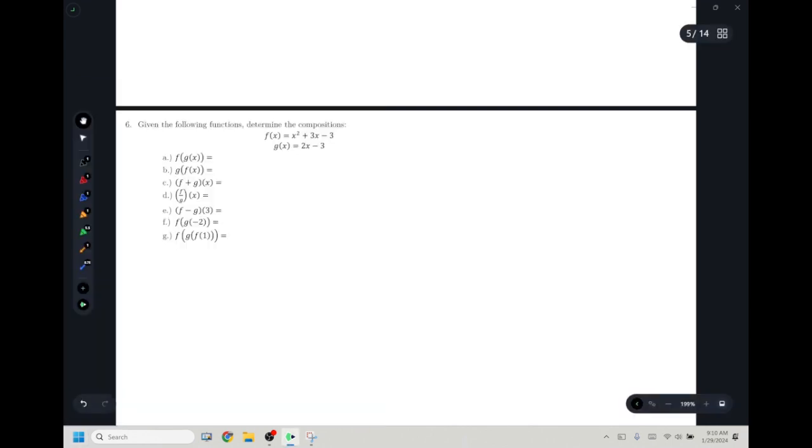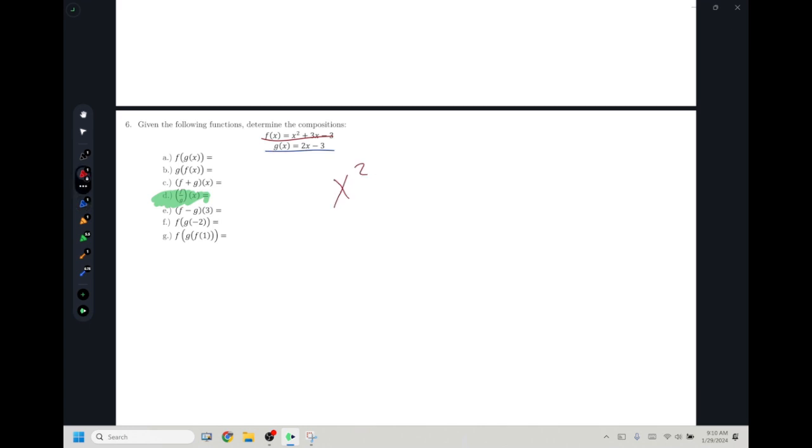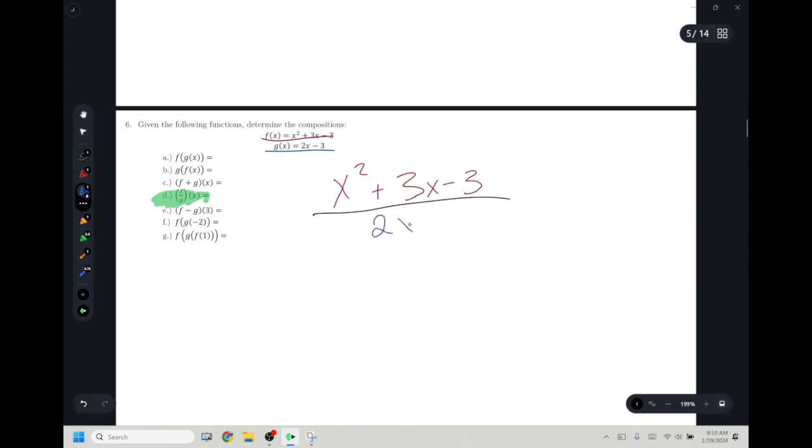Okay, we've got ourselves, you said probably D to start. So I'm going to go ahead and do red, blue. So we got x squared plus 3x minus 3 divided by blue. Does it factor? It doesn't look like it factors, huh? I don't think it does.